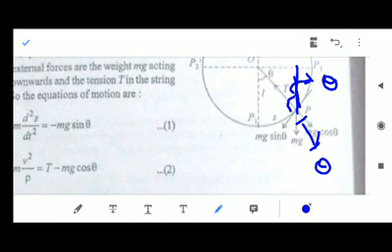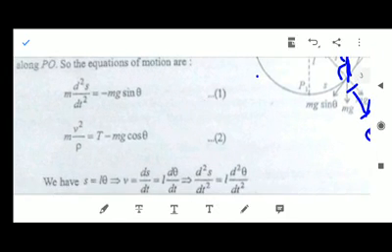Its direction is opposite to the direction of the tangent, so here I have taken a negative sign. The equation of motion along the tangential direction will be m d2s by dt square equal to minus mg sin theta. In the same way, along the normal direction, along PO, T is the tension, which is also along the normal direction. So mv square by rho equal to T minus mg cos theta.